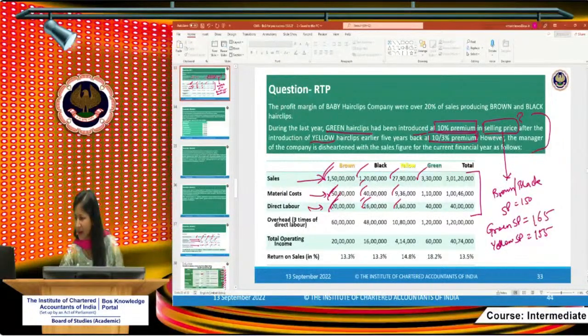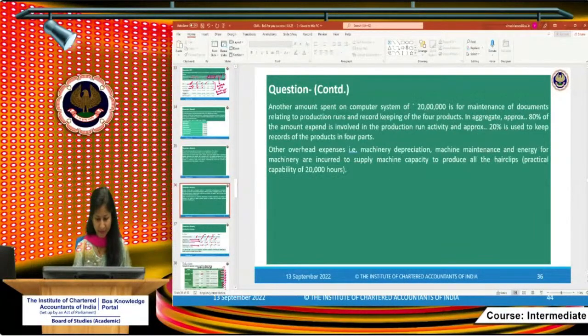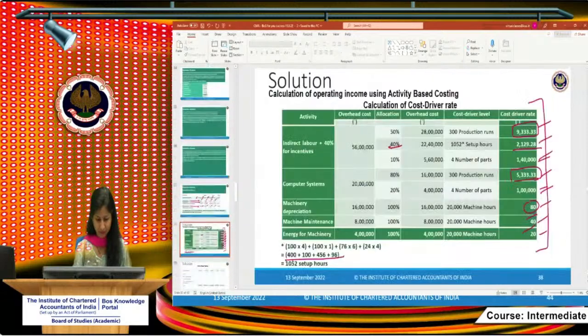Revati, why is the 40% incentive on indirect labor not deducted? Beta, it was already considered, na? The 40% incentive on indirect labor. Look over here. It was already considered. That's why it was not taken care of separately, because it was already taken care of here.